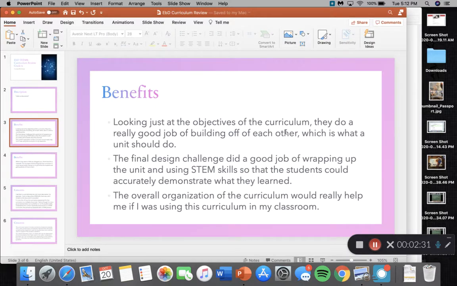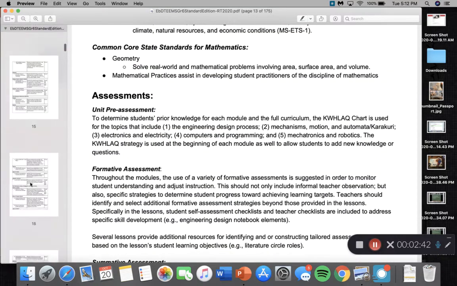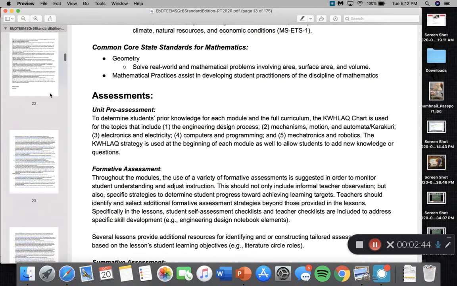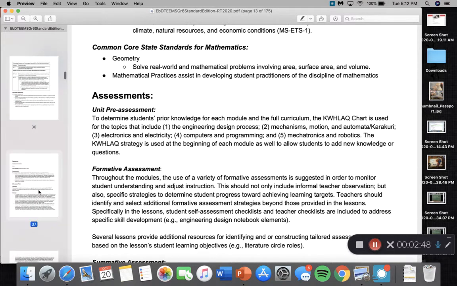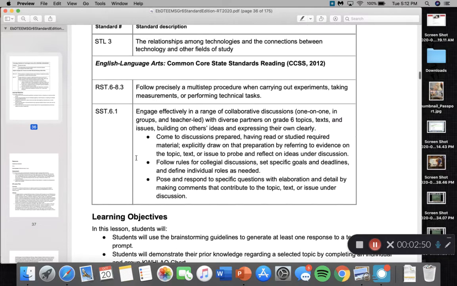The overall organization of the curriculum would be really helpful for me if I was using this in my classroom, just because everything's clearly labeled. And I'll go back to the curriculum real quick. Scrolling down further, getting into the actual lessons, they're very, very detailed. I think I started in the middle one.